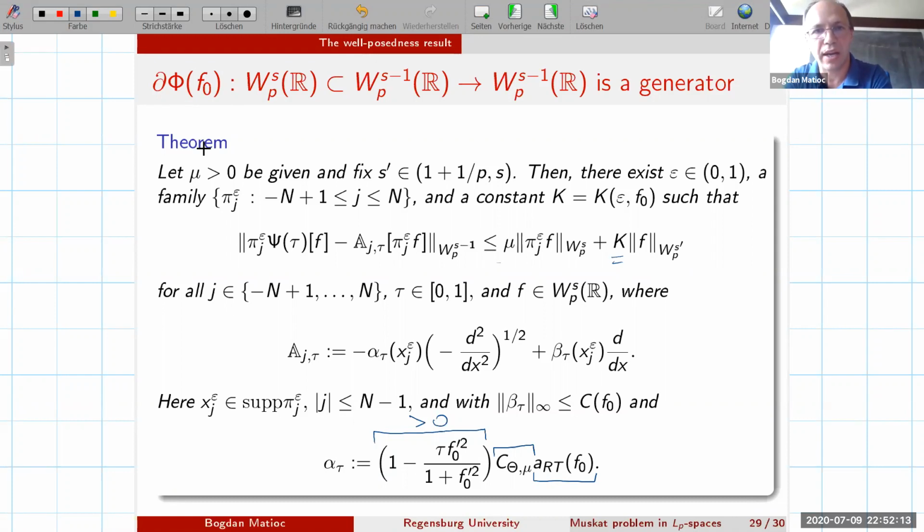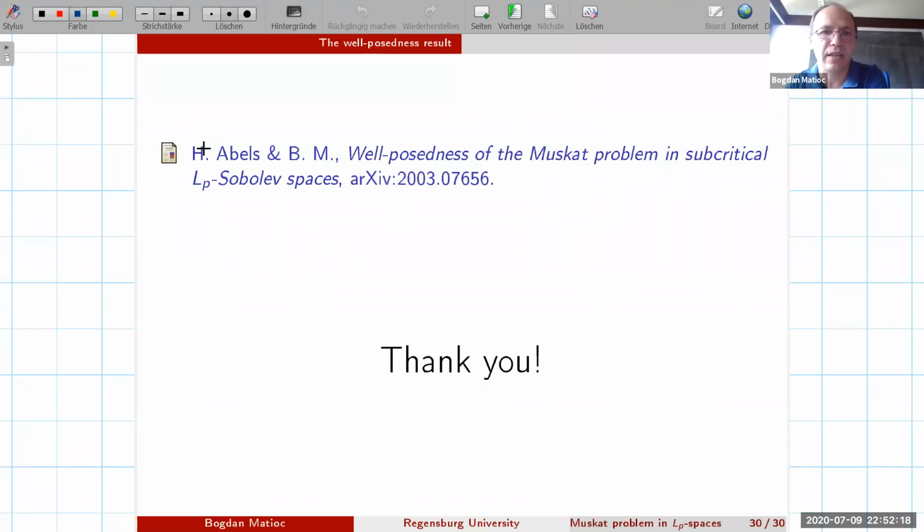So today I discussed the Muskat problem in these subcritical Lp-Sobolev spaces, and this is a preprint where you can find more details. So thank you very much for your attention.